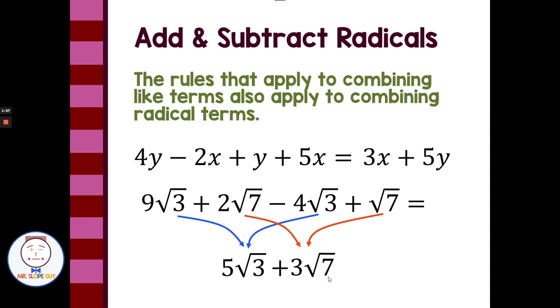Then we can't add these, and we can check our radicand to make sure that we're in simplest form. 3 doesn't have any perfect square factors. 7 doesn't have any perfect square factors. We don't have any fractions under the radical sign, and we don't have any radicals in the denominator. So it meets all our qualifications, meaning all the no-nos, to make sure we have simplified radicals.